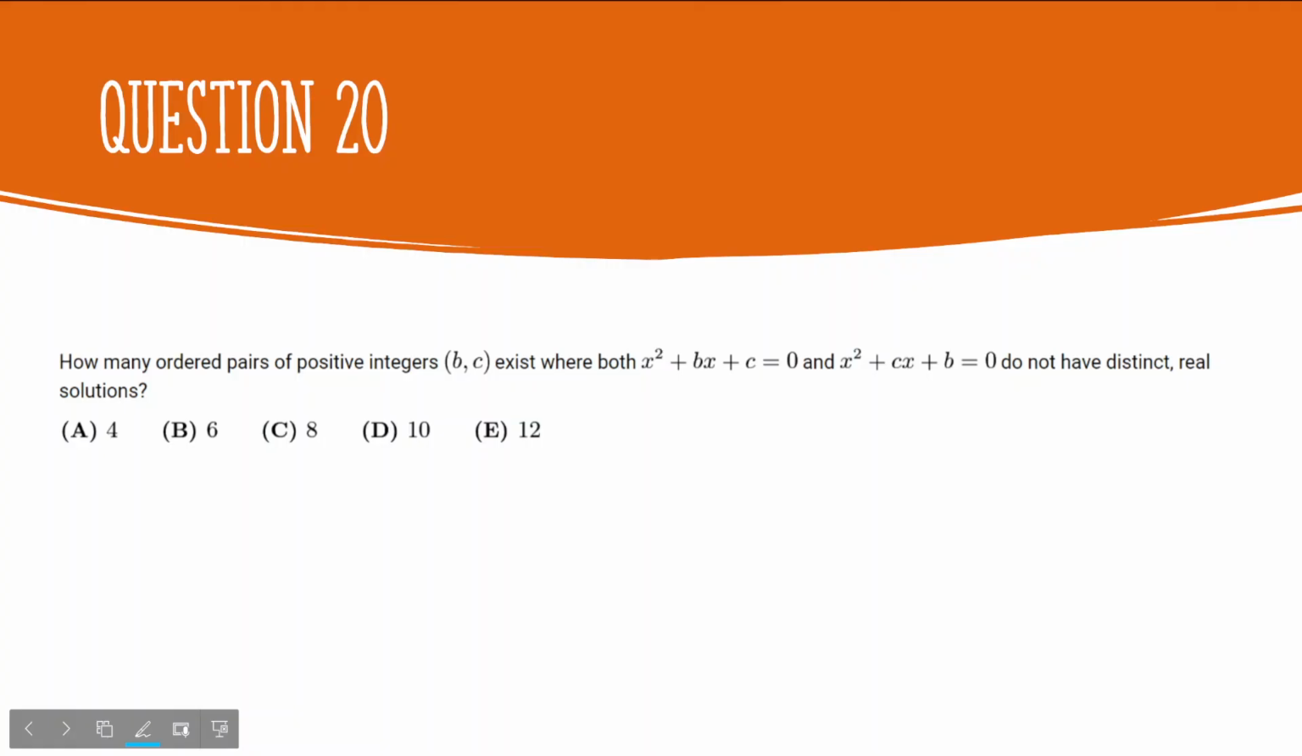So the question says: how many ordered pairs of positive integers b, c exist where both x squared plus bx plus c is equal to 0 and x squared plus cx plus b is equal to 0 do not have distinct real solutions? And the answer choices are 4, 6, 8, 10, and 12.